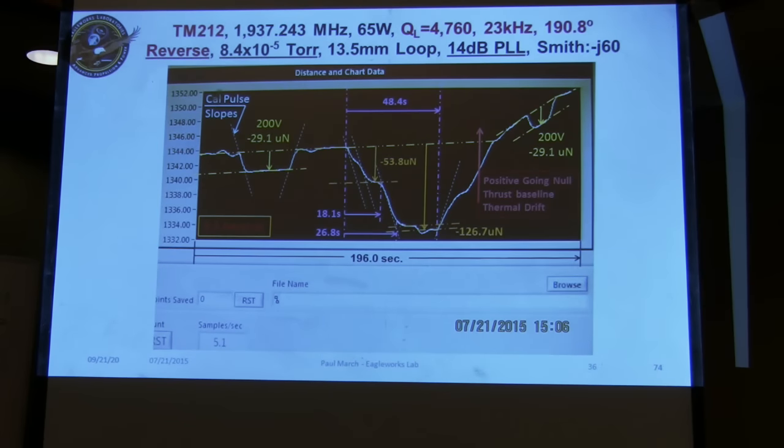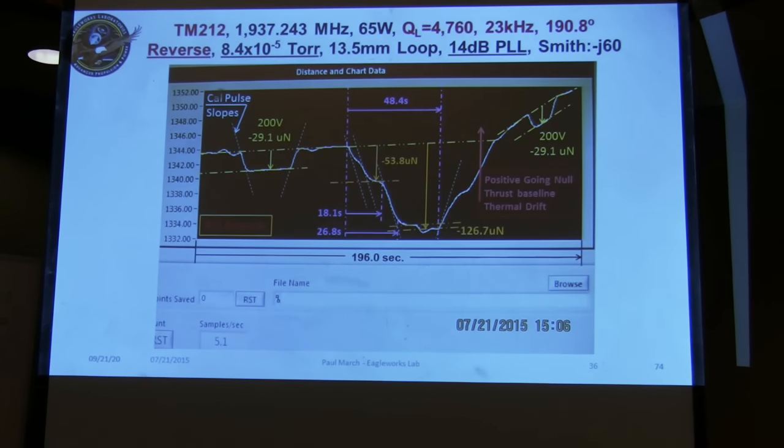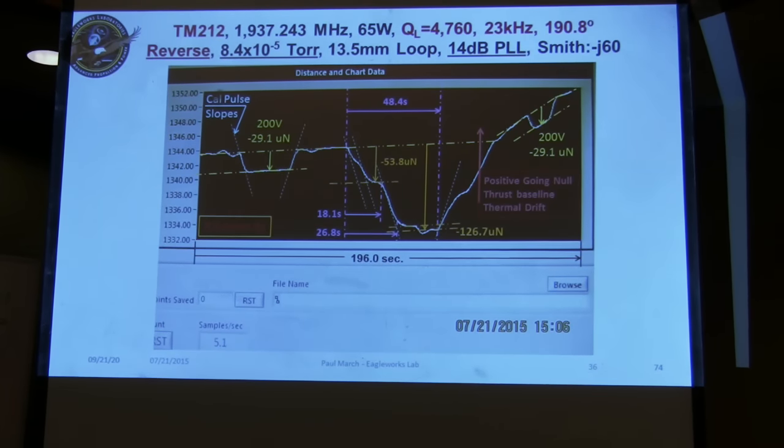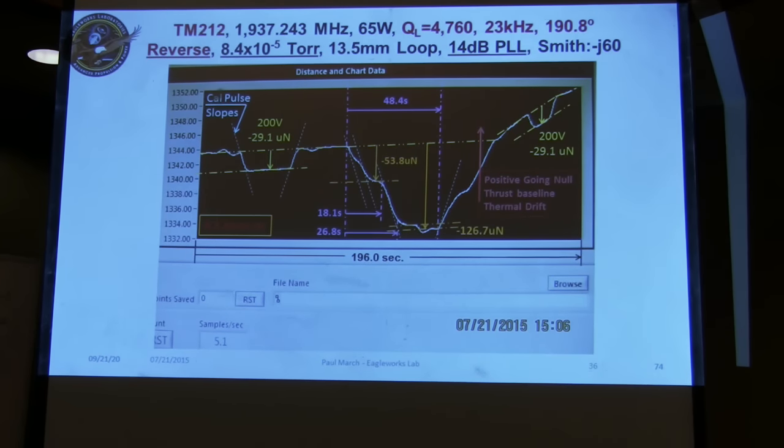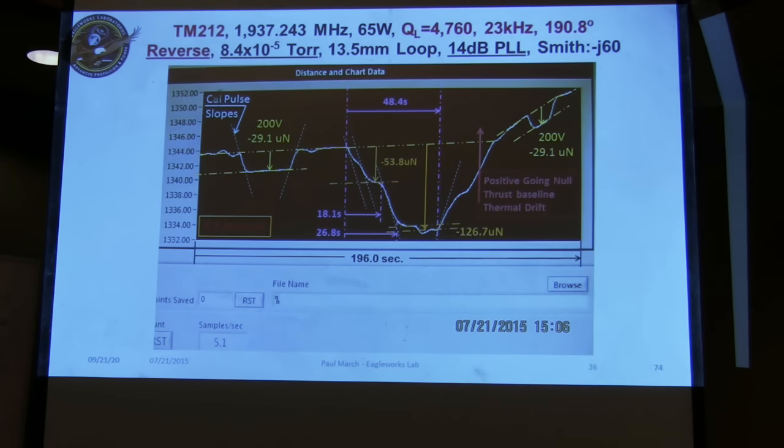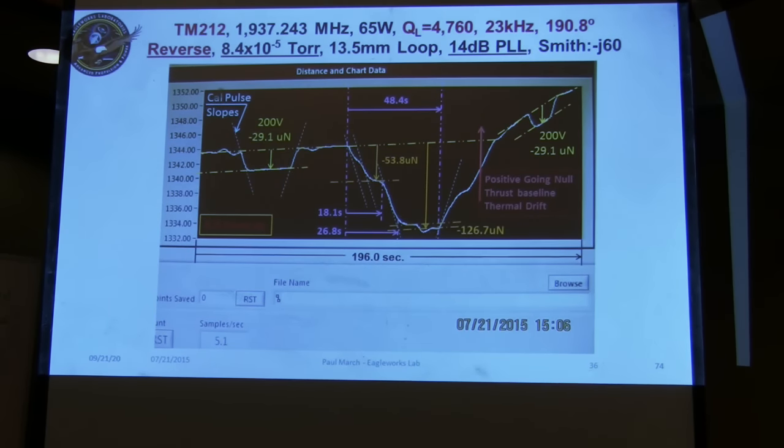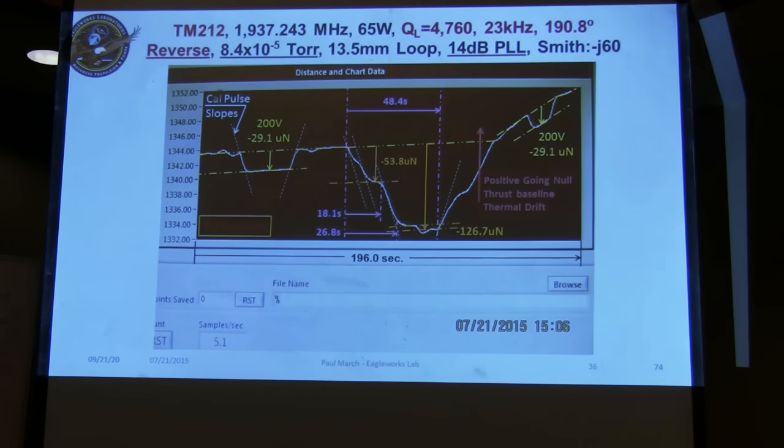This is in the reverse mode. This is what we saw all the time. As you see, we got a clean reversal in the thrust signature, negative going or down instead of up, with thermal artifacts, and again in that 50 to 100 micronewton level. And that's about that.